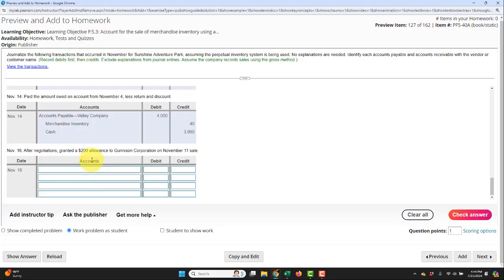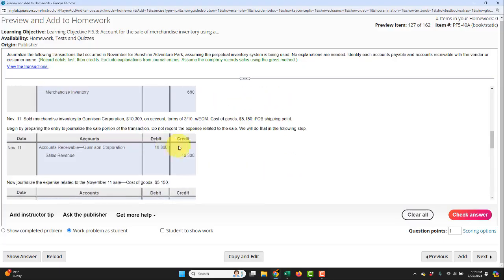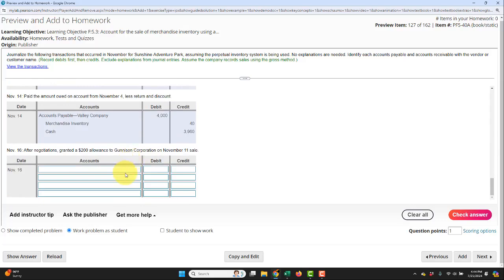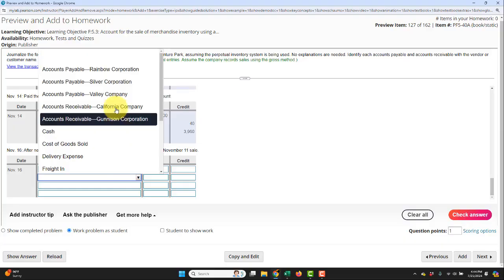So we originally created an asset in accounts receivable, and so if you look back up here, we have this accounts receivable 10,300. But really they only owe us now 10,100 because we're going to give them an allowance for $200. So we know that we're going to have to basically credit this accounts receivable to reduce the balance by 200. So I'm just going to put in this credit.